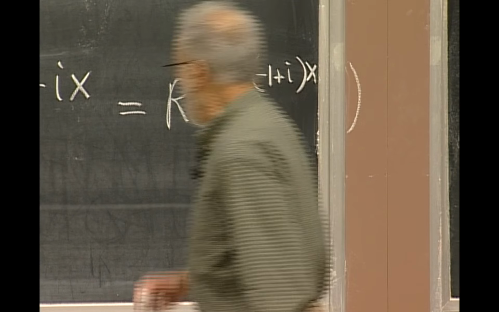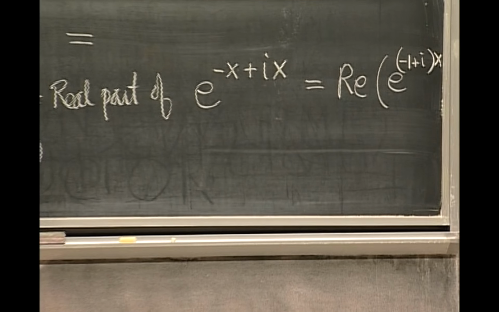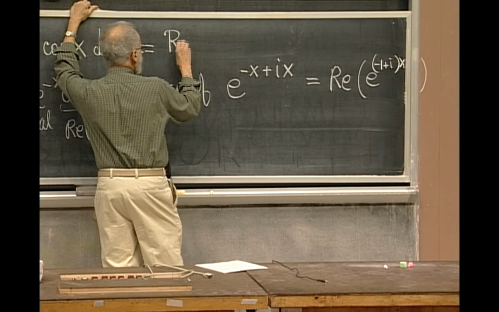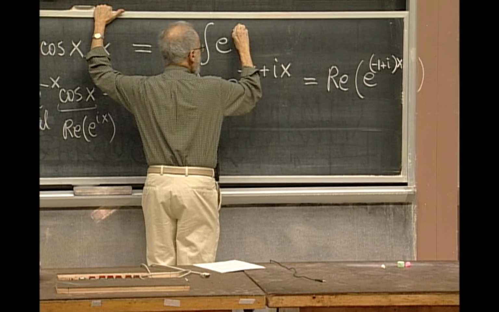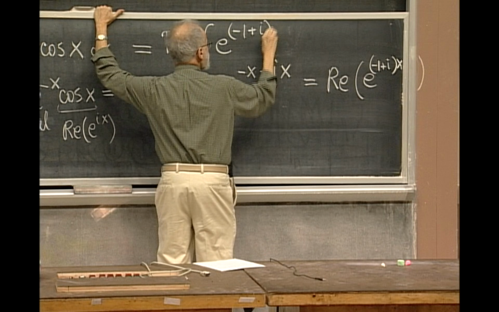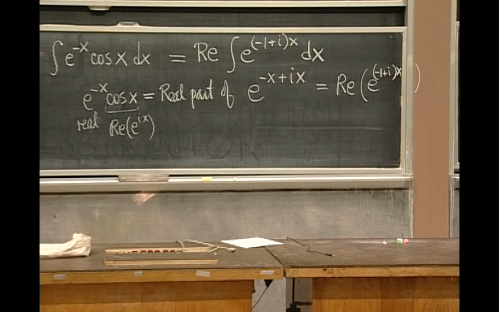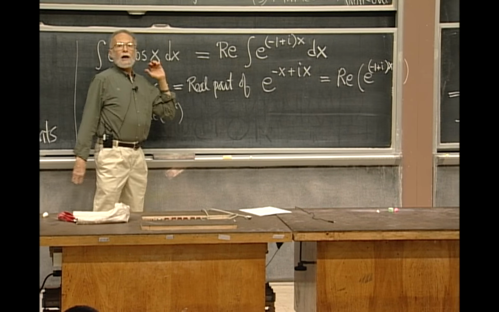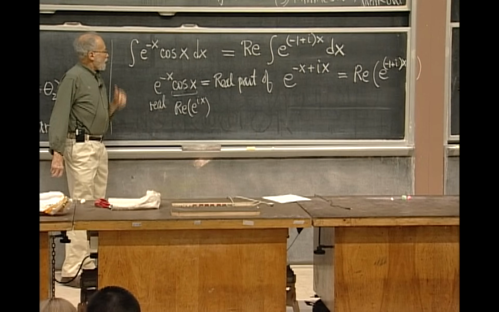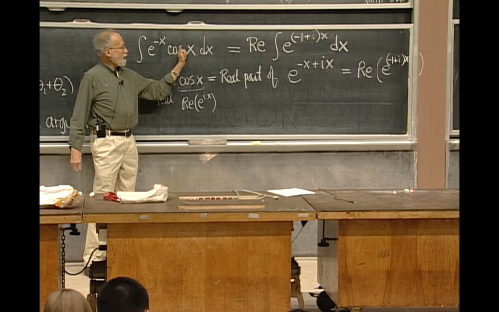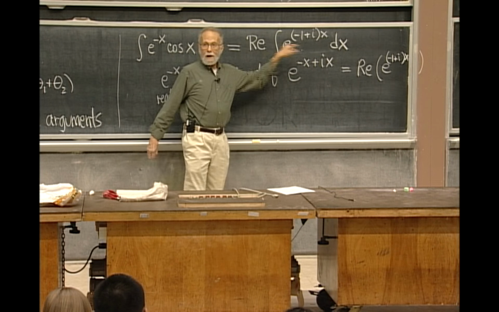Okay? And now the idea is the same thing is going to be true for the integral. This is going to be the real part of that, the integral of e to the minus 1 plus i times x dx. In other words, this procedure is called complexifying the integral. Instead of looking at the original real problem, I'm going to turn it into a complex problem by turning this thing into a complex exponential. This is the real part of that complex exponential.